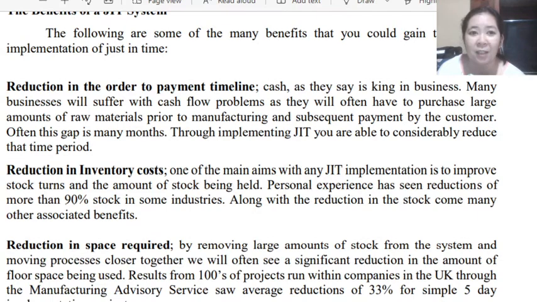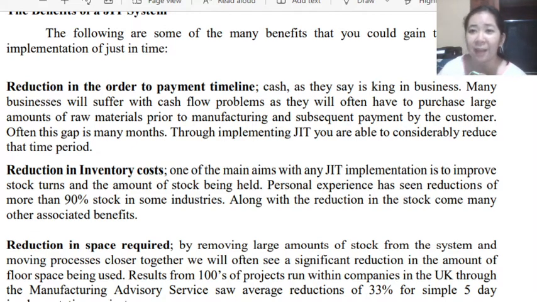Okay, so of course it will reduce the order to payment timeline, meaning the time lag between the order and the production until the inventory is finished and sold ultimately to the customers. As in finance, we call cash the king in business. So many businesses will suffer with cash flow problems as they will often have to purchase large amounts of raw materials prior to manufacturing and subsequent payment by the customer. So this is the problem.